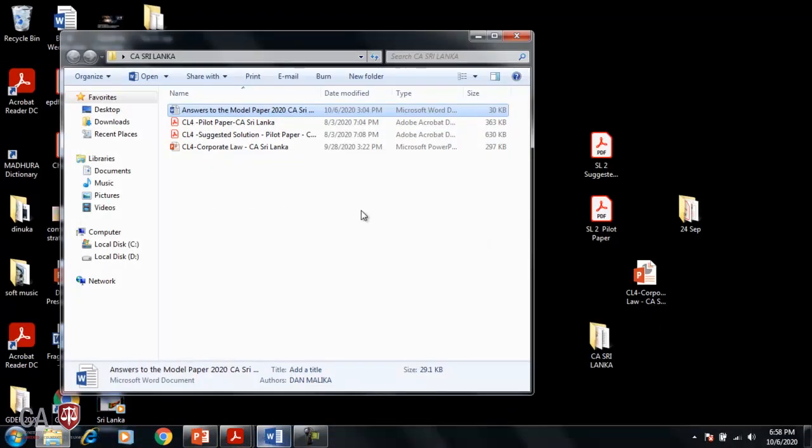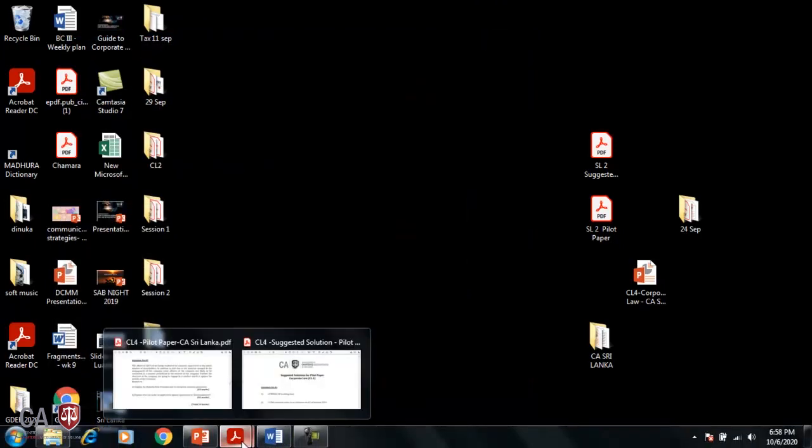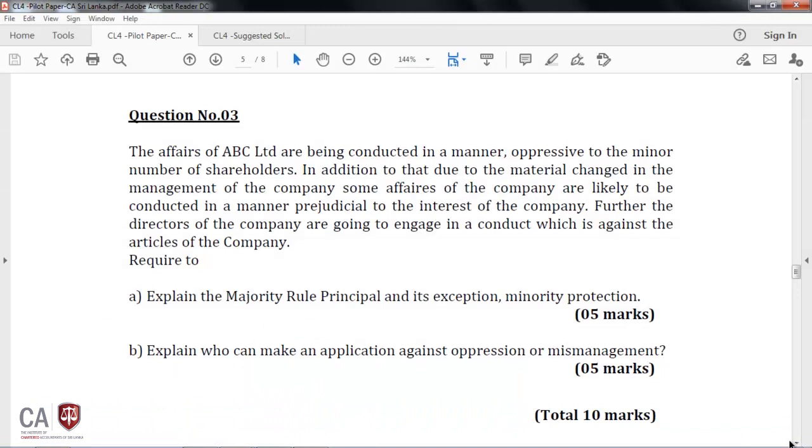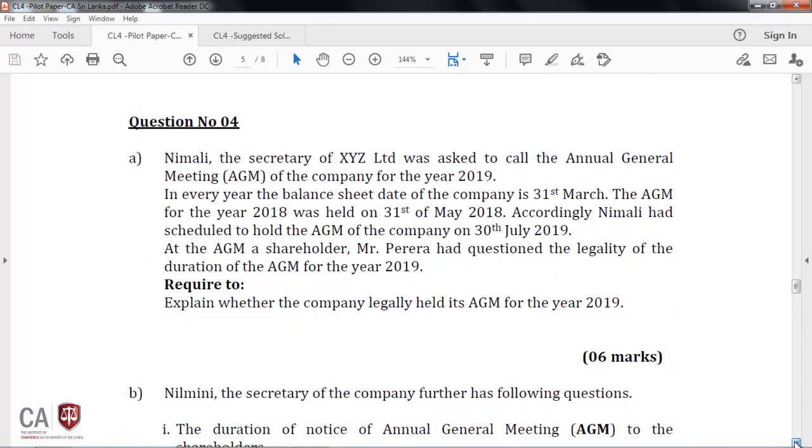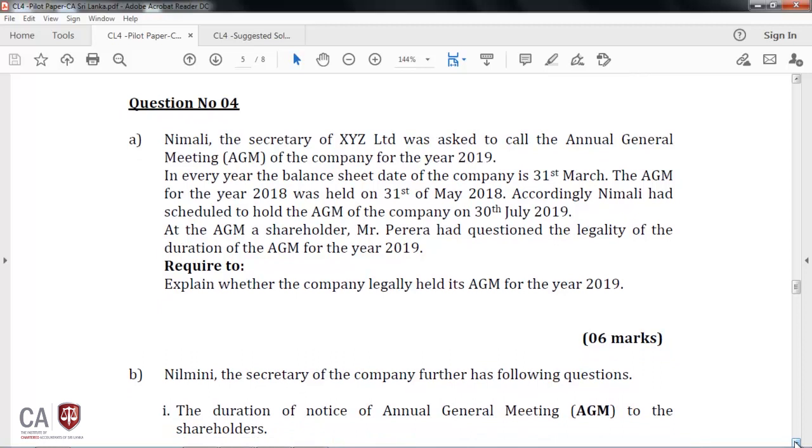Now, the next question is: Nimali, the secretary of XYZ Limited, was asked to call the annual general meeting, AGM, of the company for the year 2019. In every year, the balance sheet date of the company is 31st March, or what we call the end of the financial year is 31st March and the commencement is 1st April. The AGM for the year 2018 was held on 31st of May 2018, and accordingly Nimali had scheduled to hold the AGM of the company on 30th July 2019.